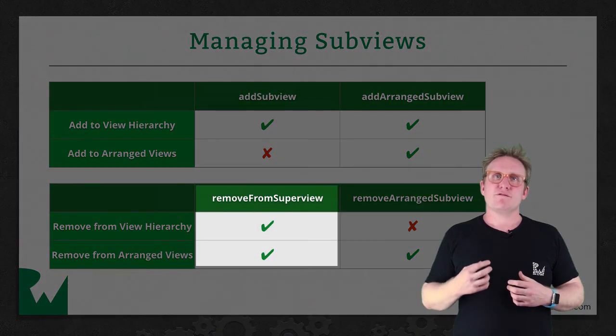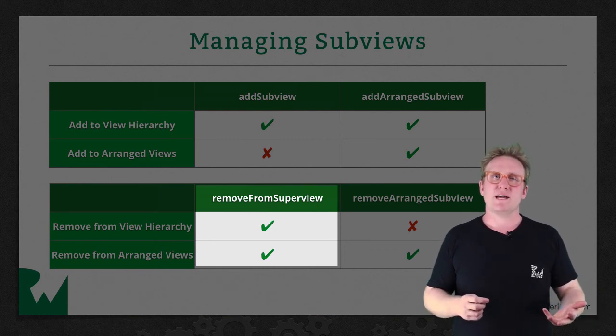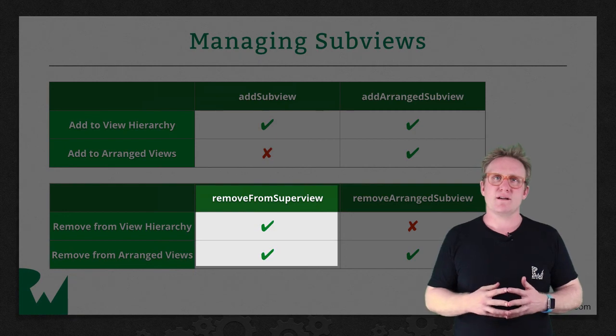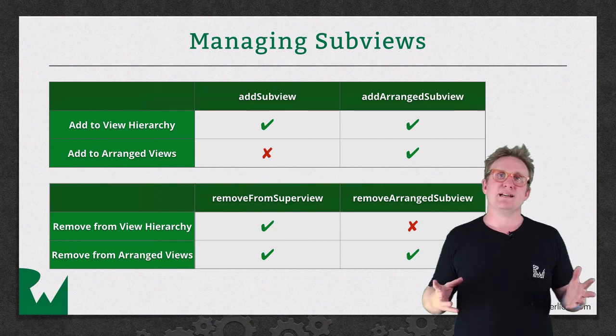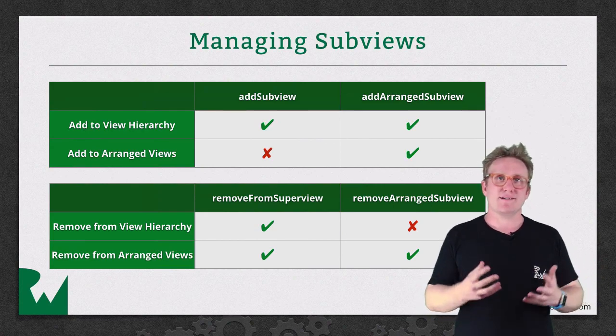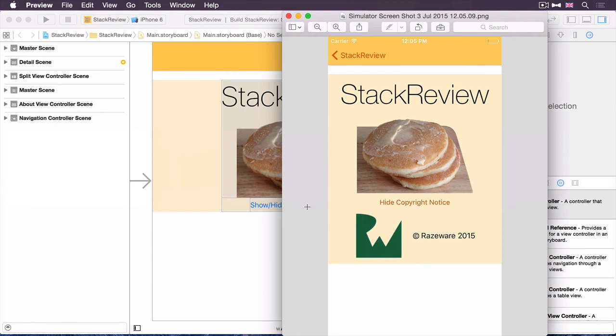However, the removeFromSuperview method on the subview itself will remove it both from the view hierarchy and also from the arranged subviews array, which means that then, as you might expect, it completely disappears both from the screen and from memory. Remember when you created the About View controller, you had this Show/Hide Copyright Notice button, which doesn't actually do anything. Well, what you're going to build in this video is it looking like this. We've got the little Raywenderlich logo and the copyright notice. You're going to build it entirely in code so that you can understand exactly how stack views work.